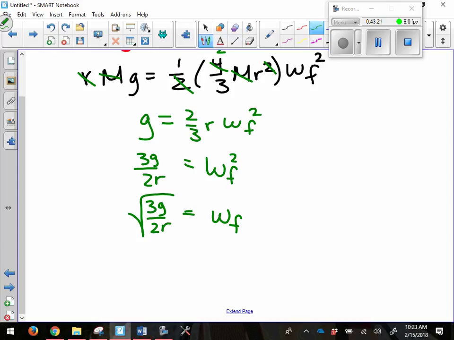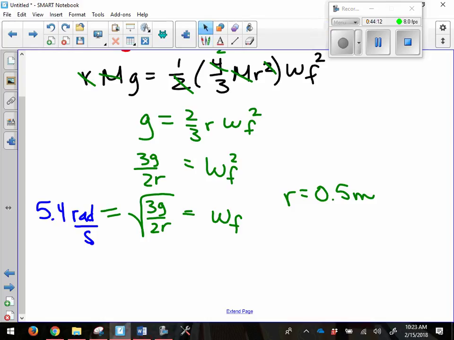So omega final will be the square root of 3G over 2R, keeping in mind that R is 0.5 meters. Well, no, now you've got to substitute the numbers in. Okay, but I still want an answer, Priya. Not radians per second squared. No, radians is right because the meters in the G and the R are going to cancel. But remember, you're taking the square root, so it's radians per second.